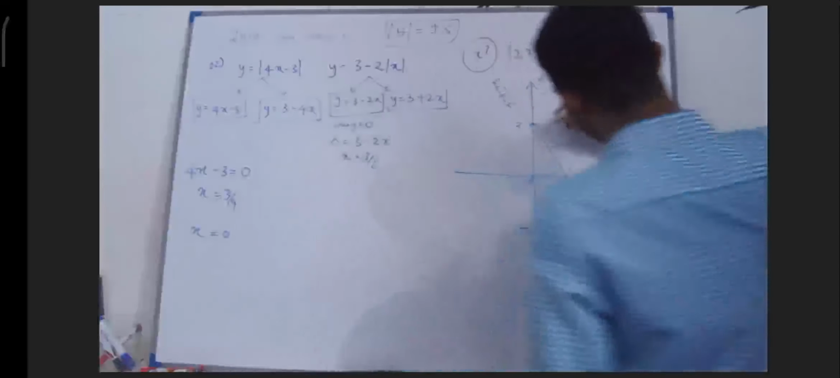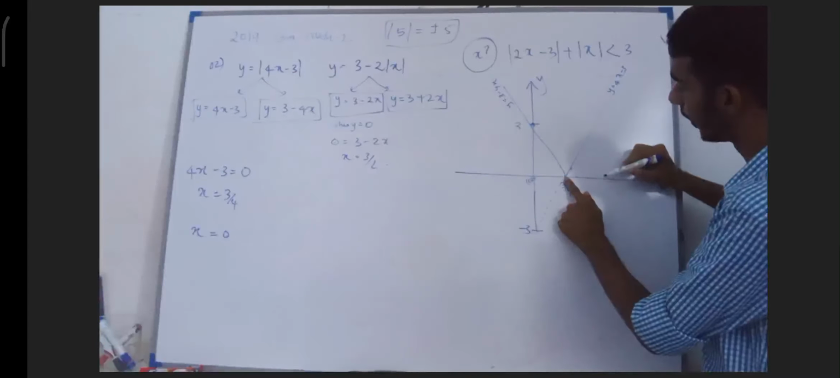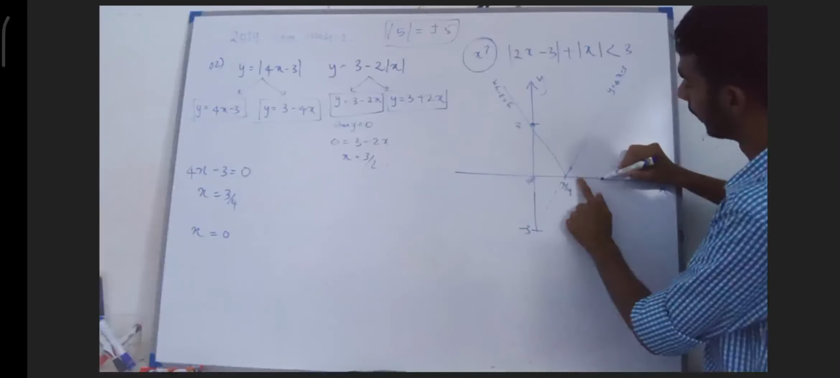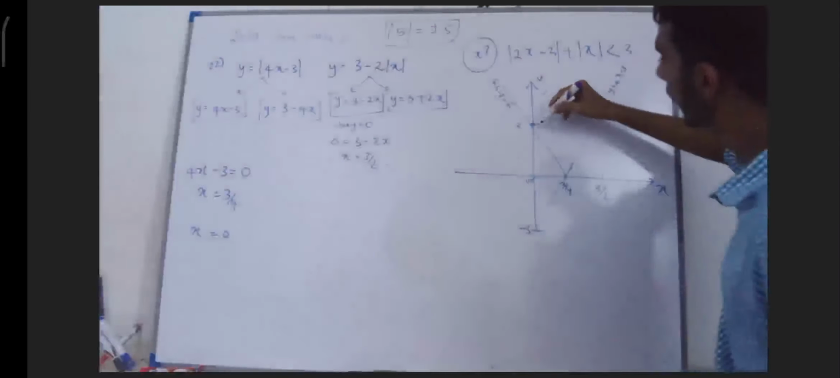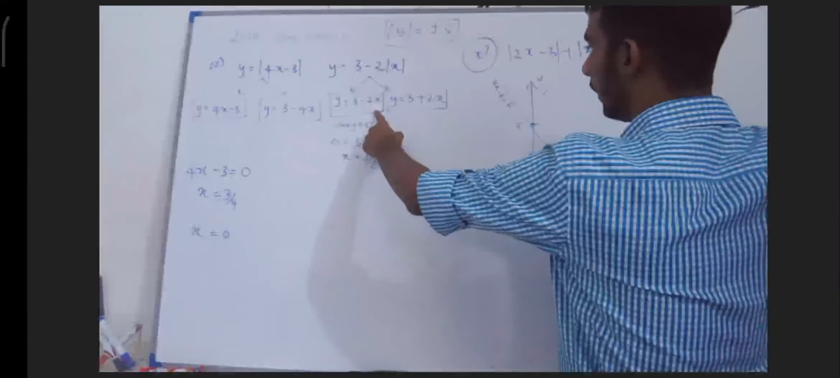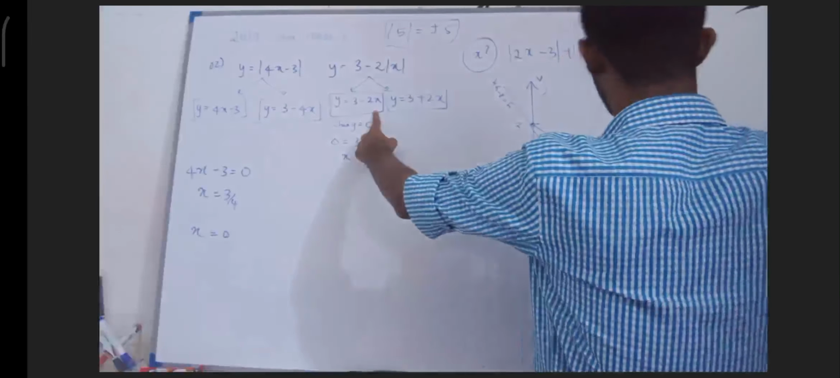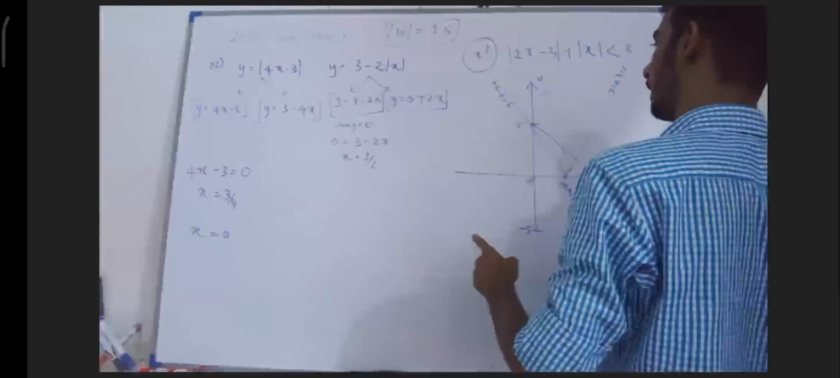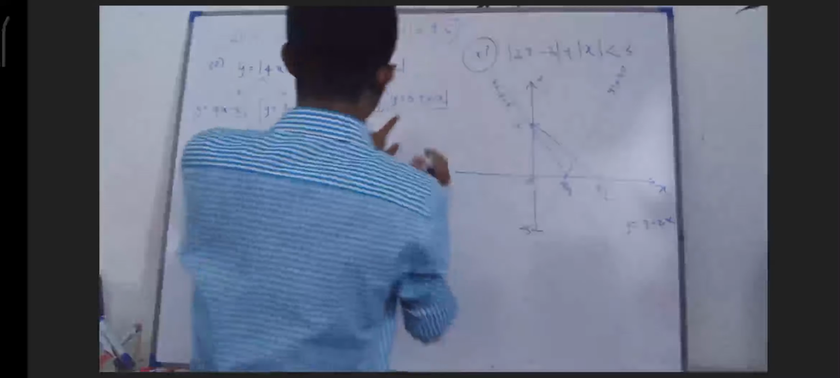So 3 by 2 means it will be somewhere here. So if this is 3 by 4, let me take this one and like this. Okay, so this is 3 by 2. So the graph for this one is this. Okay, so this is y is equal to 3 minus 2x.